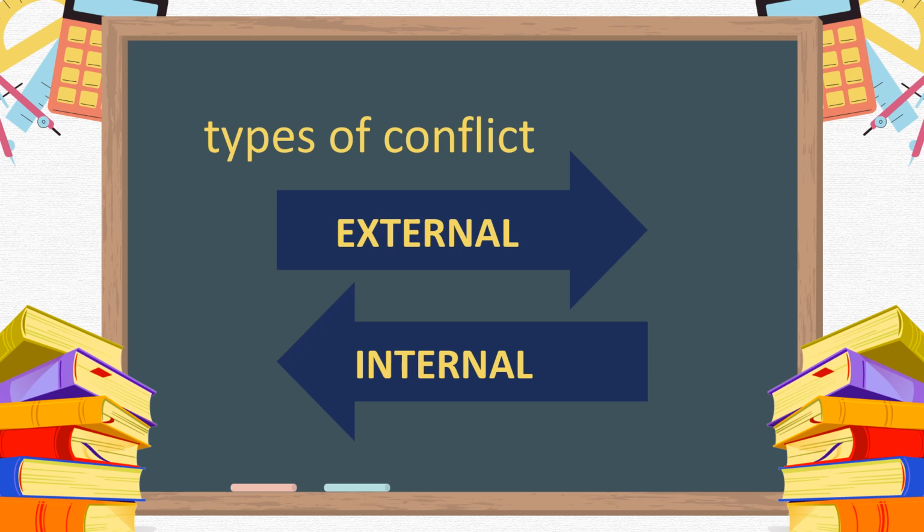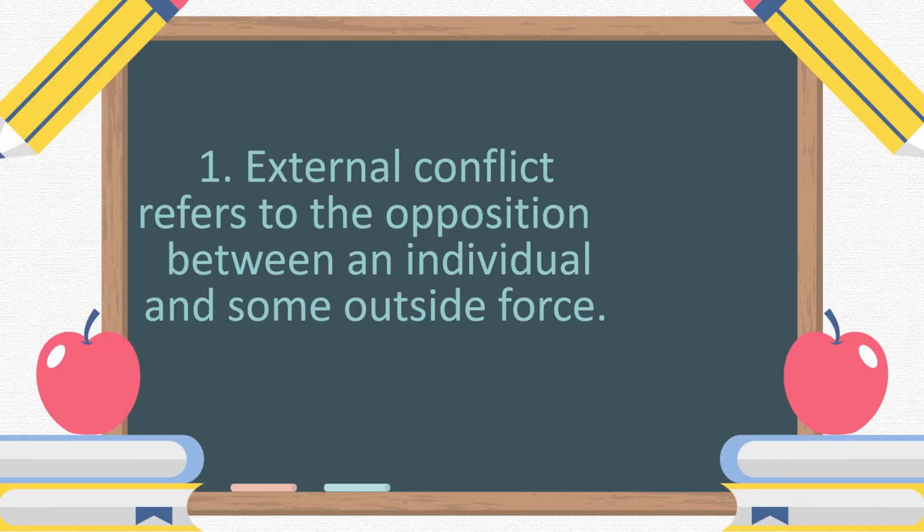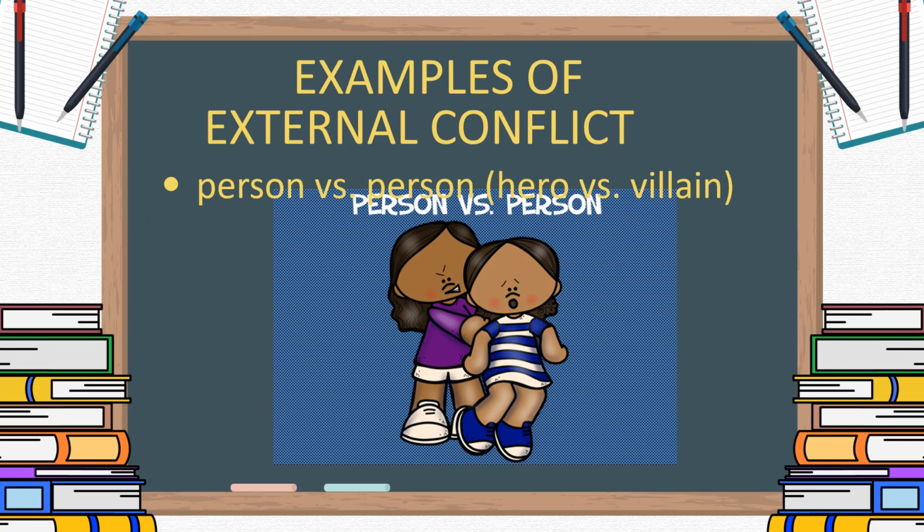We have different types of conflict. We have the external and the internal conflict. So when you say external conflict, it refers to the opposition between an individual and some outside forces. Example, person versus person. Or let's say in a movie or in a story, it is hero versus villain. That is an example of external conflict.